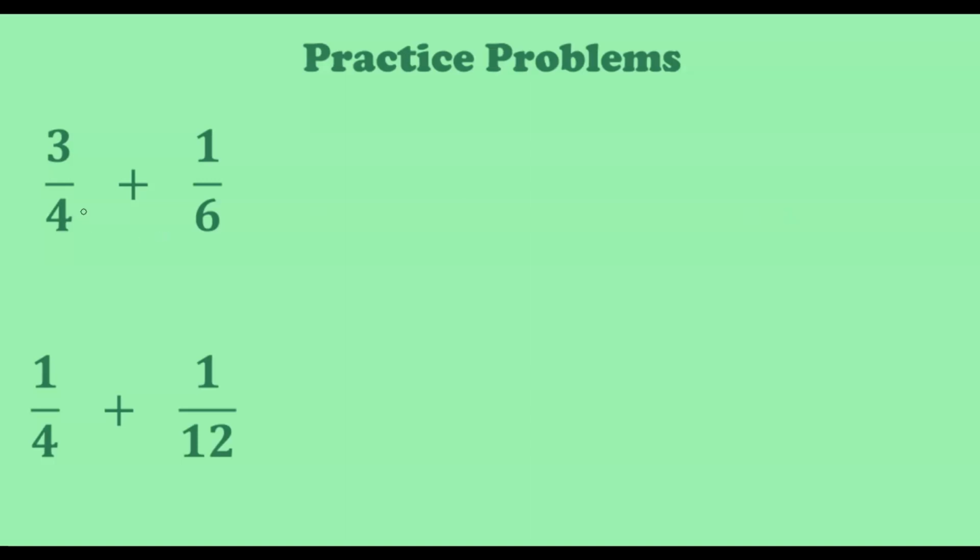So how do we change 4 to 12? We multiply 4 by 3, and we want an equivalent fraction, so we're going to multiply the numerator by 3 as well. How do we change 6 to 12? We have to multiply it by 2, so we multiply the numerator by 2 as well. So what do we get? We end up with 3 times 3, which is 9, divided by 4 times 3, which is 12, plus 1 times 2, which is 2, divided by 6 times 2, which is 12.